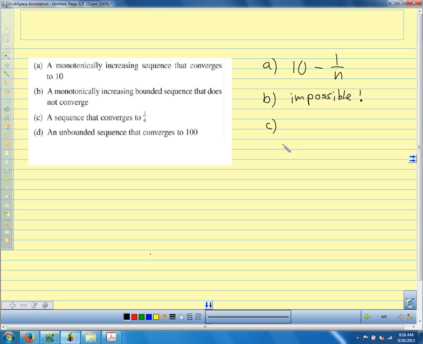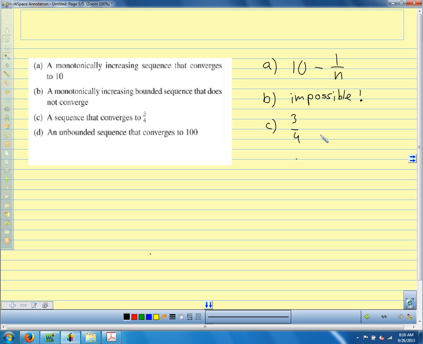How about a sequence that converges to 3/4 for part C? Max already has his answer. 3/4. There's our sequence. The sequence is 3/4. Anybody think of something more interesting? 3/4 minus 1 over n. Even more interesting than that. 3/4 plus 1 over n factorial. Okay.